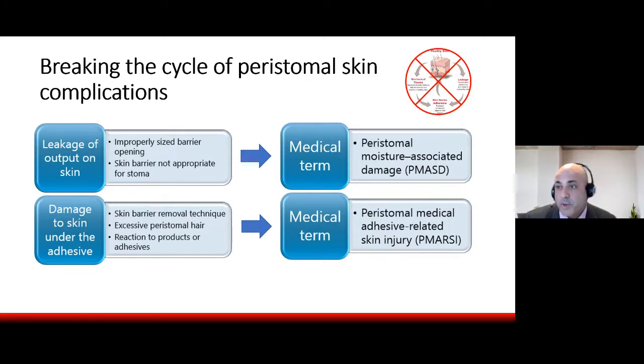The other term is when you have damage that is thought to be due to the adhesive nature of the barrier. In other words, if one would remove the barrier very aggressively, that's called peristomal medical adhesive related skin injury, or PMARC. Those are medical terms, but I thought it may be interesting to mention them because if you do Google searches or other types of searches, you may encounter this terminology, which is fairly new and being used much more in the literature for ostomy research and documentation.